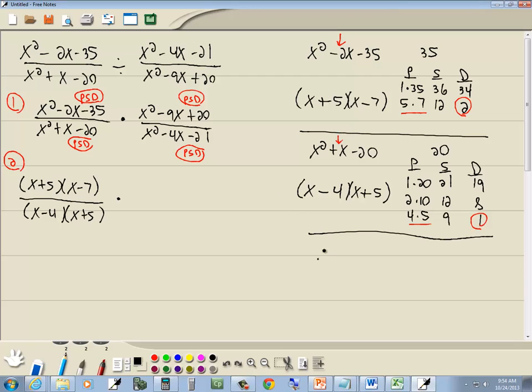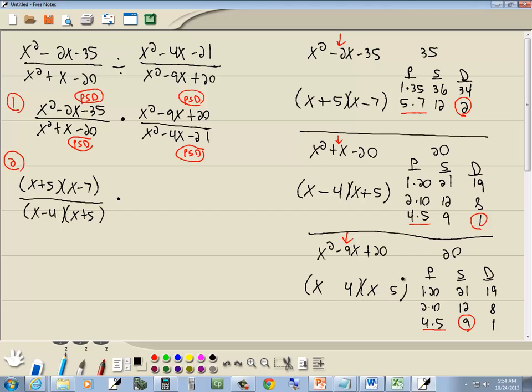Okay, this right here. We got x squared minus 9x plus 20. Now we already got 20 here, because we take the number at the end, ignoring the sign. So we got 1 times 20, 2 times 10, 4 times 5, 21, 12, 9, 19, 8, and 1. I already went over how to create a table up here, so I won't do it again. Now the number we're looking for is the number in our middle term, which is a 9, which is right here, which means we use 4 and 5.